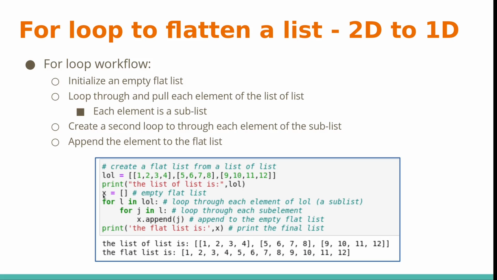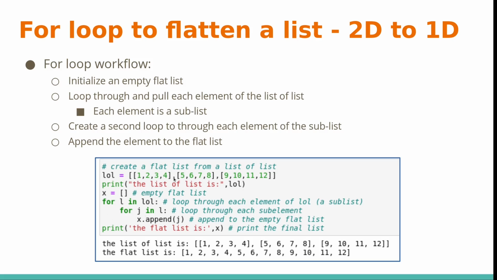Now I initialize an empty flat list, and then I say for L in LOL. The first L will go and pull this 1, 2, 3, 4. And once it pulls this 1, 2, 3, 4, I'm going to say for J in L. Now J is going to pick up 1, J is going to pick up 2, J is going to pick up 3, and J is going to pick up 4. And as it picks up, I want it to go into the loop, append the value of J to X, which is this empty list, and keep moving forward.